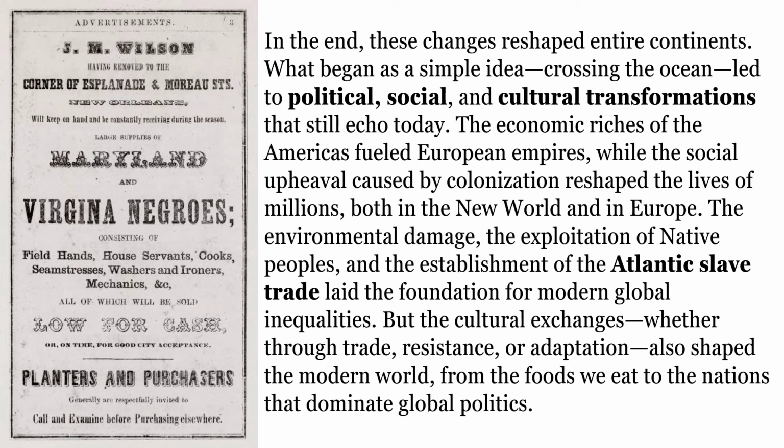What began as a simple idea crossing the ocean led to political, social, and cultural transformations that still echo today. The economic riches of the Americas fueled European empires, while the social upheaval caused by colonization reshaped the lives of millions, both in the New World and in Europe. The environmental damage, the exploitation of native peoples, and the establishment of the Atlantic slave trade laid the foundation for modern global inequalities. But the cultural exchanges, whether through trade, resistance, or adaptation, also shaped the modern world, from the foods we eat to the nations that dominate global politics.